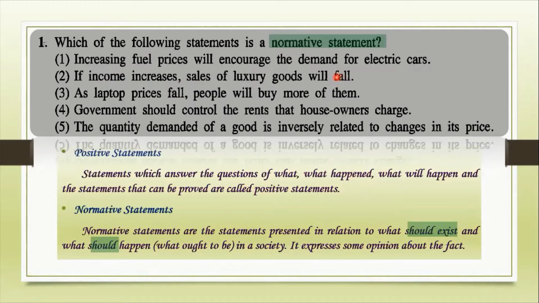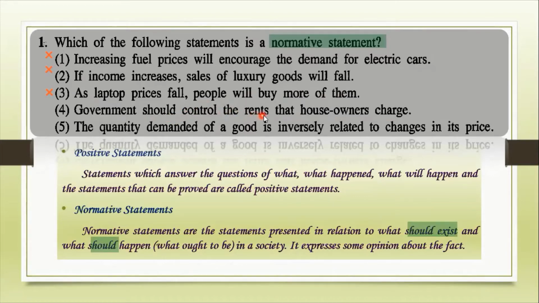Actually, this one is also wrong, right? When our income increases, the demand for luxury goods will increase. Somehow this is a positive statement, but this statement is wrong. Then, as laptop prices fall, people will buy more of them. This one also explains what will happen. This is a condition related to the law of demand. And these three things are positive statements, therefore won't come.